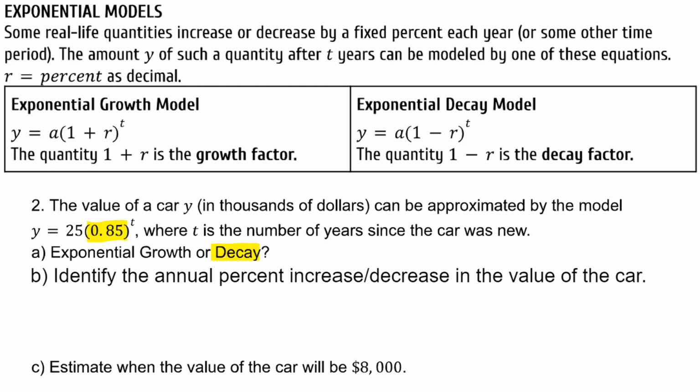Because this is exponential decay, our decay factor is 1 minus r. 1 minus r is equal to the base of our exponent, 0.85. Now solve for r.